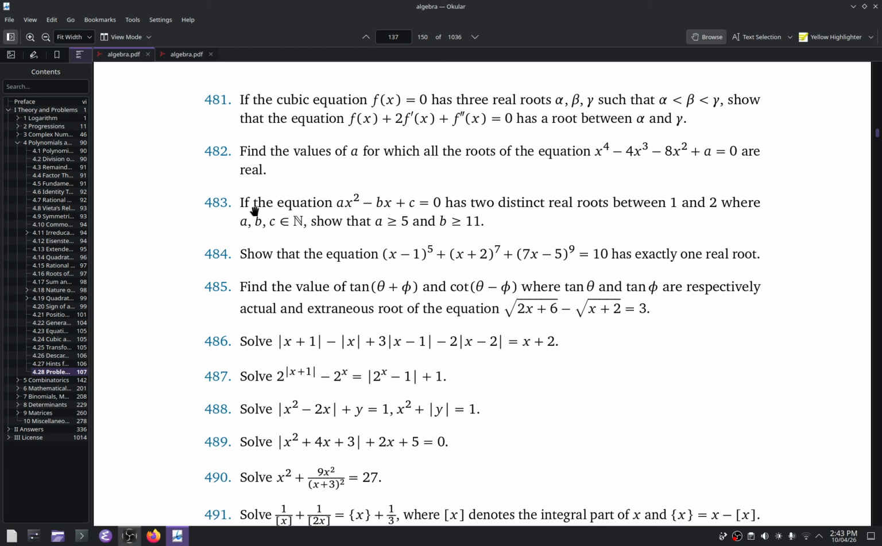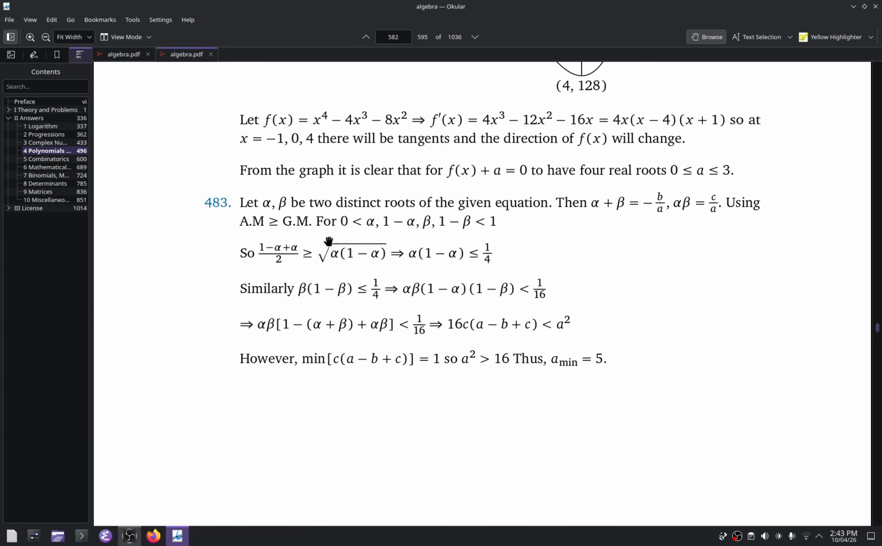So question 483 we revisit. It says that if the equation ax squared minus bx plus c is equal to 0 has two distinct real roots between 1 and 2, where a, b, c are in the set of natural numbers, then show that a is greater than or equal to 5 and b is greater than or equal to 11.